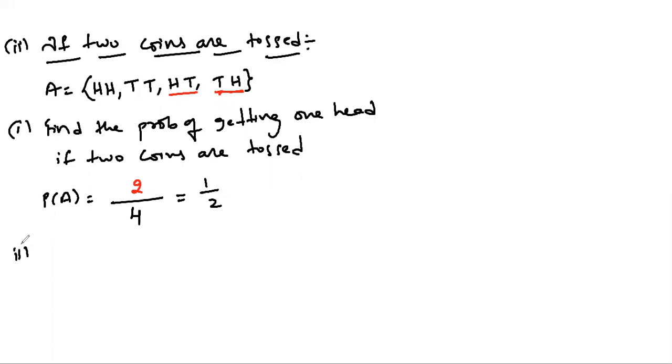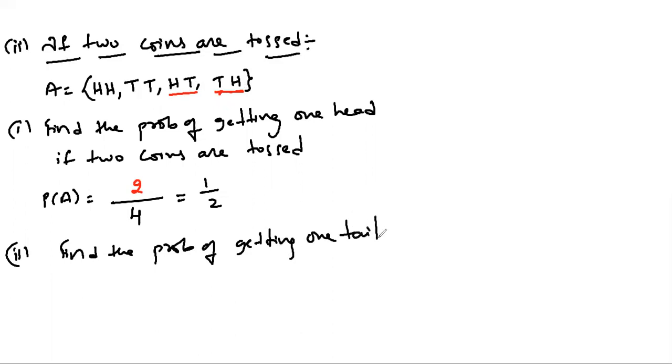Next, find the probability of getting one tail if two coins are tossed. That is common here. P of A is equal to the total number of possibilities, 4. And here our question is: find the probability of getting one tail. One tail, how many are there? 1 and 2. Okay. 2 by 4 is equal to 1 by 2.